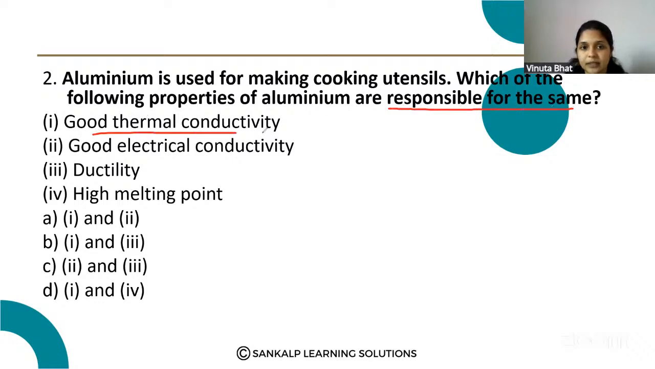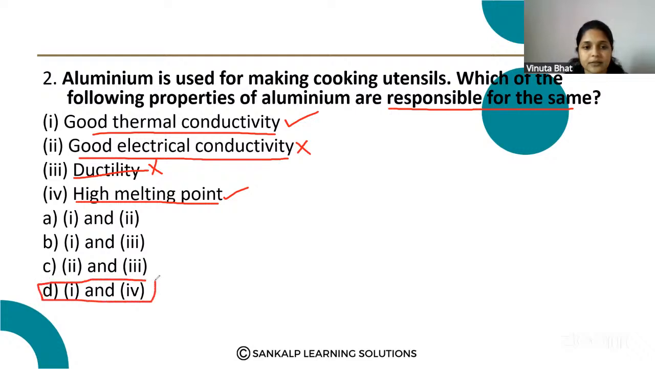Good thermal conductivity. Yes, aluminium has good thermal conductivity. And good electrical conductivity. No. Ductility. So that is not used in this. And high melting point. Yes, they have a high melting point. So used in cooking utensils. The correct answer is 1 and 4. So option D, 1 and 4, is the correct answer.